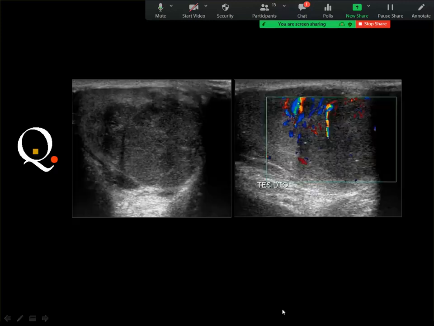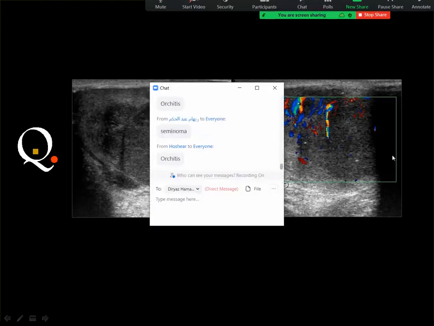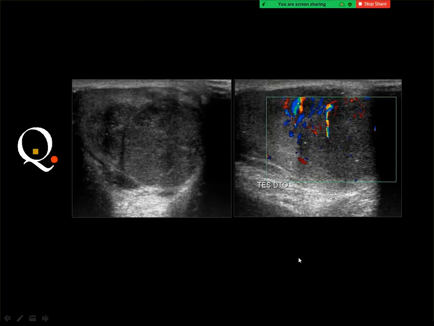Next case is an ultrasound of the testis, and I have to say that the best modality for evaluation of the testis is ultrasound and Doppler. And the role of MRI and CT are extremely limited in this particular disease. There are two possibilities here, seminoma and orchitis. Then we have to differentiate between both.